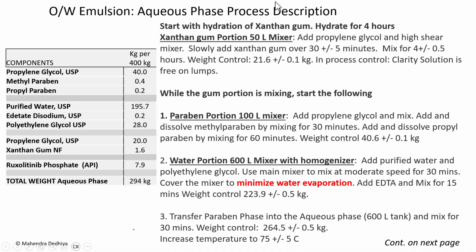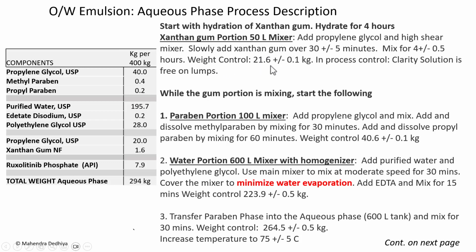So let's look at each step. Xanthan gum wetting or hydration for 4 hours. Propylene glycol is added. A high shear mixer should be used to disperse xanthan gum. Slowly add xanthan gum over 30 minutes. Continue mixing at moderate speed for about 4 hours.